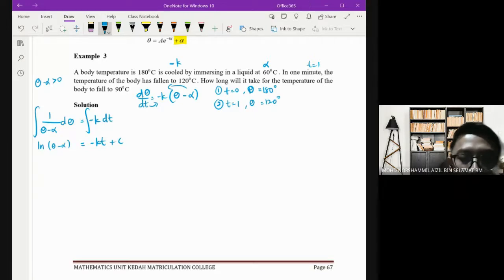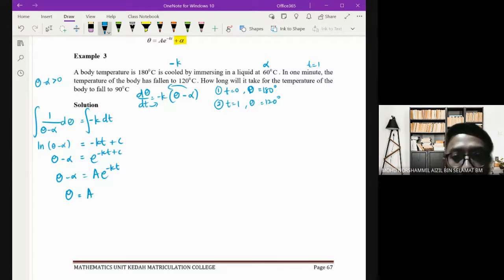Add on exponent both sides. Belah kiri exponent ln akan potong. Right hand side macam biasa exponential minus kt plus c. So belah kanan ni boleh jadi macam biasa A e minus kt. So left hand side remain similar. Now we want to keep theta only in left hand side. Therefore we can bring alpha to the right hand side, plus alpha.